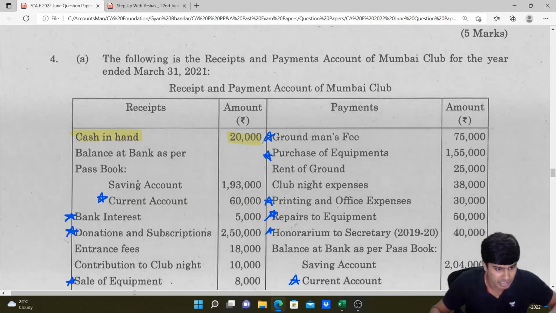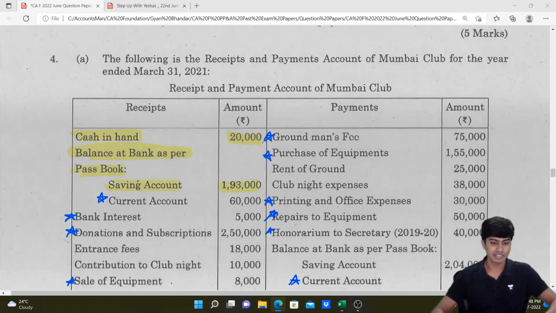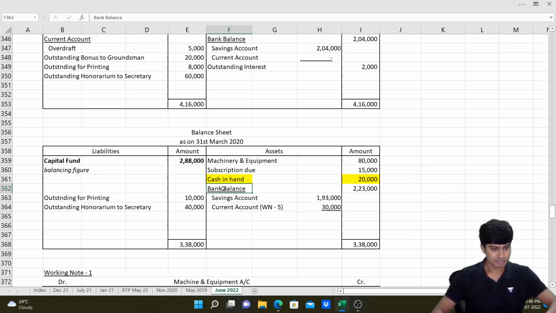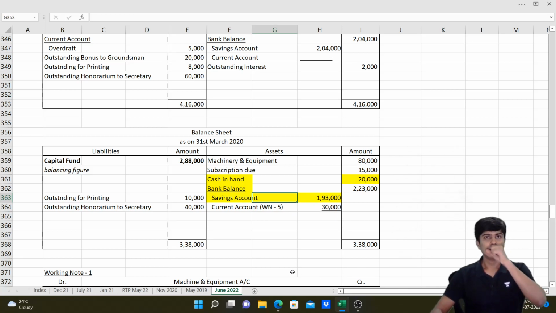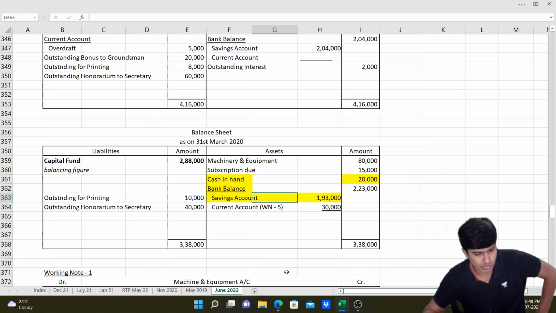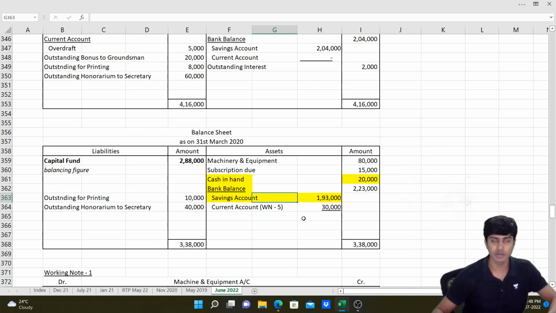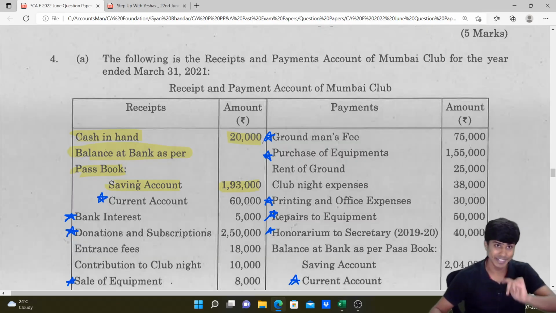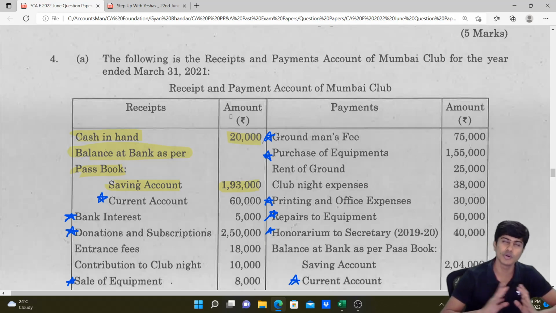Done. So then what do we have? After that, the bank balance. Balance at bank as per passbook, savings account 1,93,000. The closing has to be adjusted. So let us write that. Bank balance, savings account 1,93,000. We would have to figure out our closing balance, which we'll do in working note number 5. I've already done it in detail. This Excel sheet is prepared in so much detail, guys. You will have no doubts when you see the sheet. Everything will be very clear.